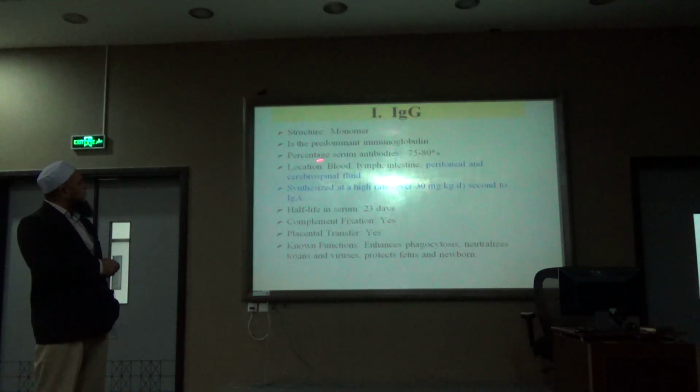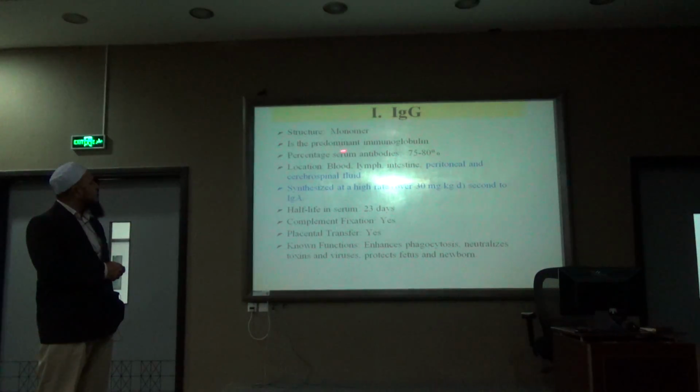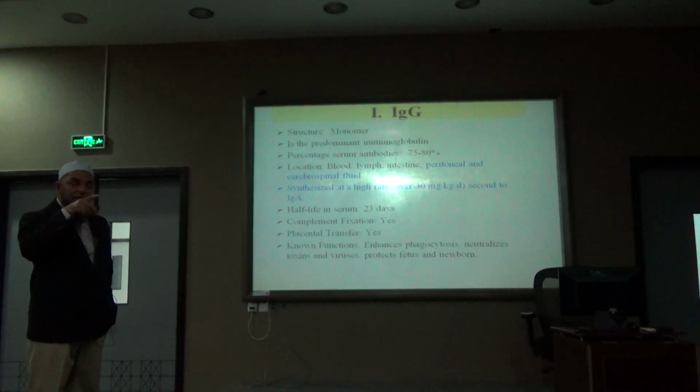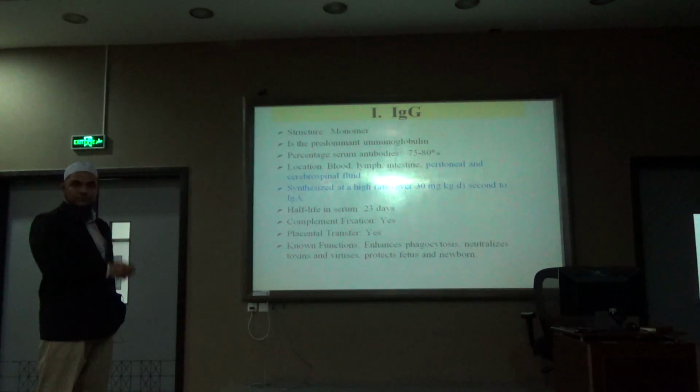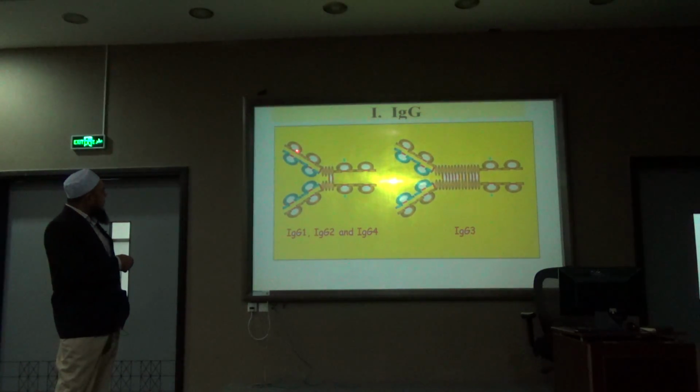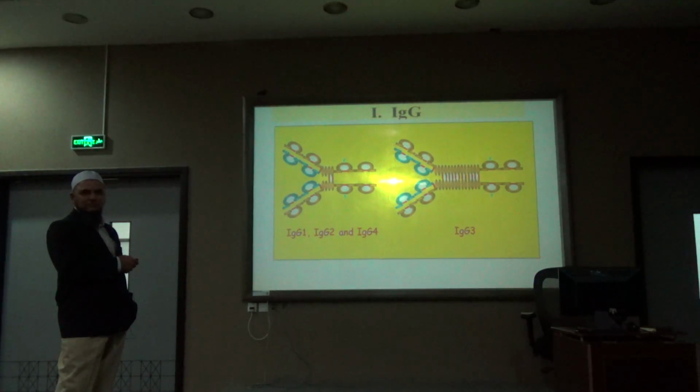This is IgG, the predominant immunoglobulin, highest number. Serum antibody level is 75 to 80%. It is present in the blood, lymph, intestine, peritoneal and cerebrospinal fluid. All these are very important information. Synthesized at a high rate, half-life almost 23 days, complement fixation yes, placental transfer yes. So from mother to baby, IgG. Tamam? Here it is two chains, one chain and second chain.